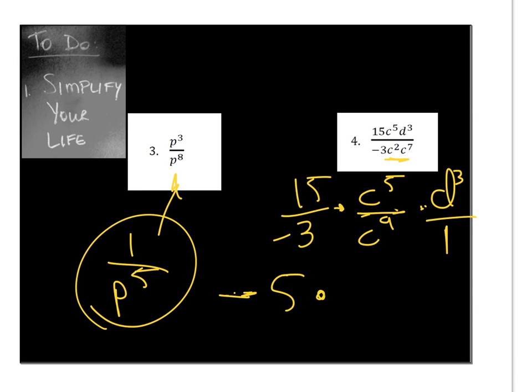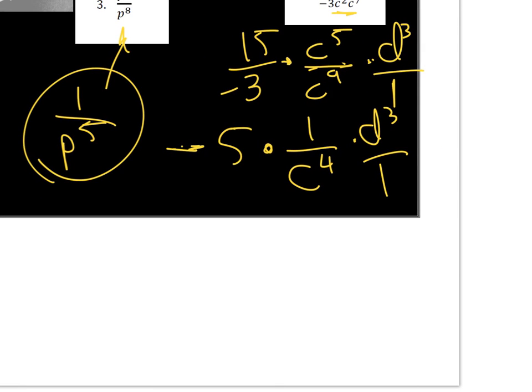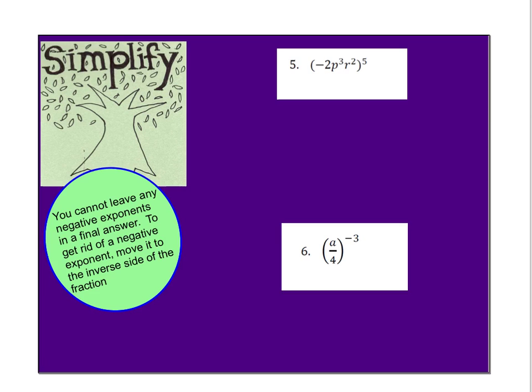For the c's, I've got more c's in the denominator. There's 4 more c's in the denominator, so that goes there. D to the third, I can't do anything with. So when I put this together, I'm going to end up with negative 5, d to the third on top, c to the fourth on bottom. There's my full simplified answer right there.